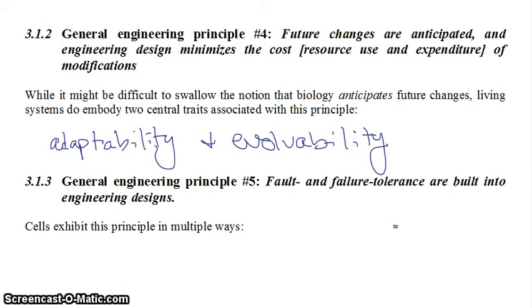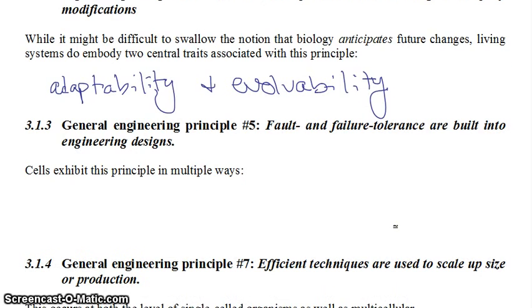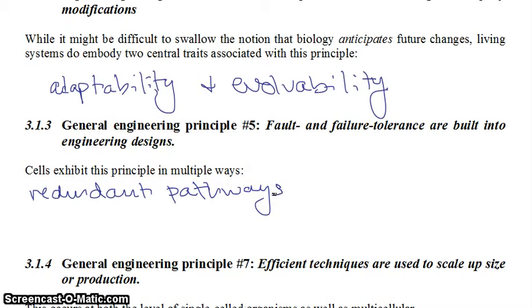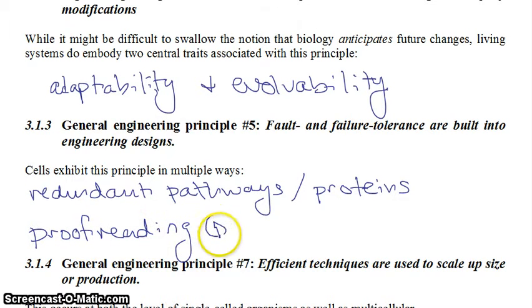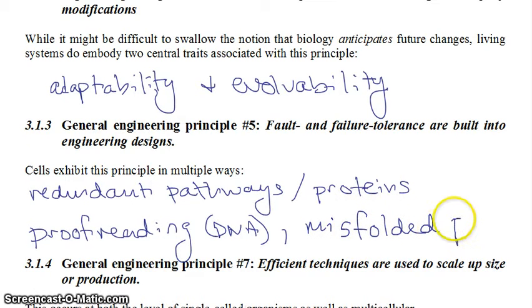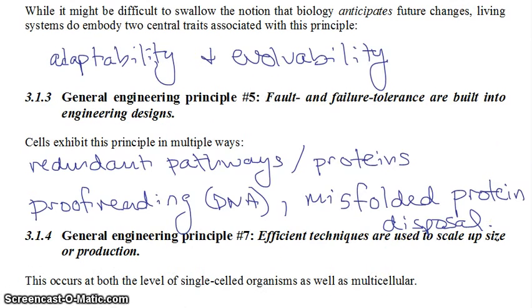General engineering principle number 5. Fault and failure tolerance are built into engineering designs, and cells exhibit this principle in multiple ways. For example, you'll often have redundant pathways. So when one goes wrong, the other one is still there. Or redundant proteins. You have proofreading, like for DNA. You have mechanisms for disposal of misfolded proteins, and the list goes on and on. You could also maybe even say the immune system is part of this.